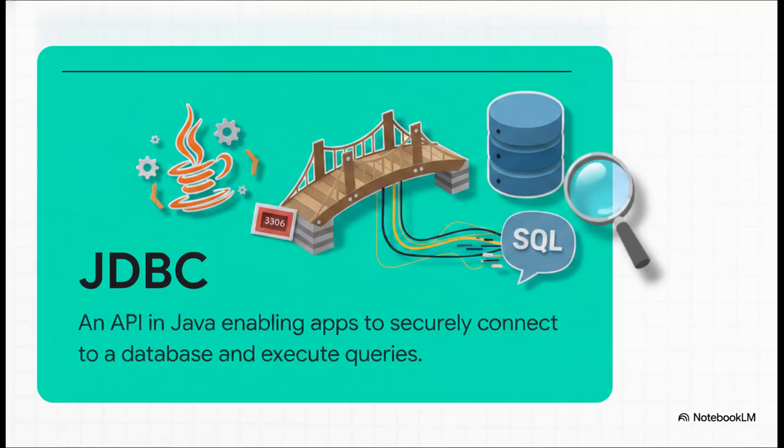To actually make that connection from our Java automation code, we use JDBC, which stands for Java Database Connectivity. This is a super powerful API in Java. You can think of JDBC as the vital bridge that allows our automation scripts to securely knock on port 3306, connect to the database, speak SQL to it, and bring those results right back into our Java program.